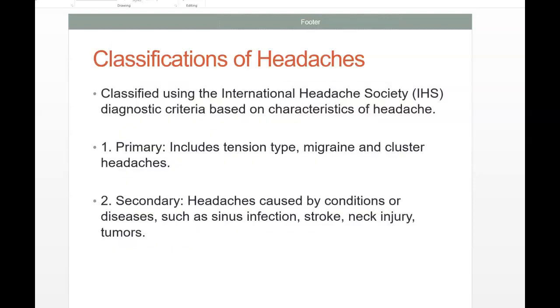The classifications of headaches: they are classified using the International Headache Society, or the IHS. There's a diagnostic criteria based on the characteristics of the headache. It could be primary, which includes tension type, migraine, and cluster headaches, which is what we're going to be talking about today. Or it could be secondary headaches, which are headaches caused by conditions or diseases such as sinus infection, stroke, neck injury, tumor.